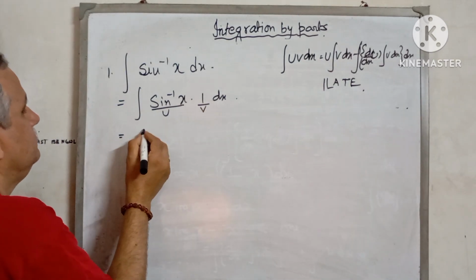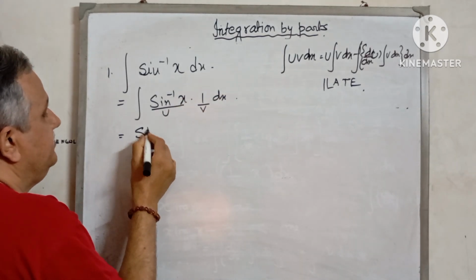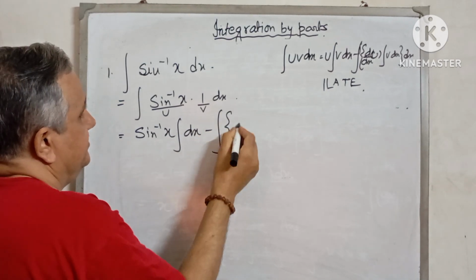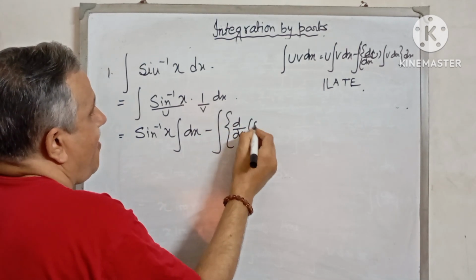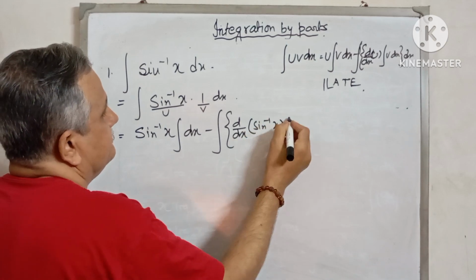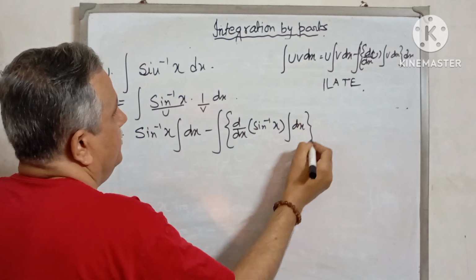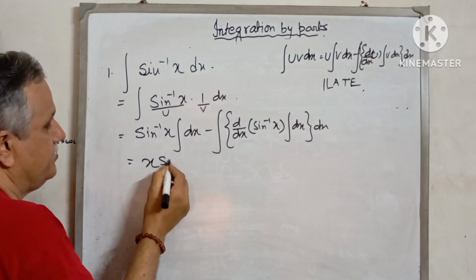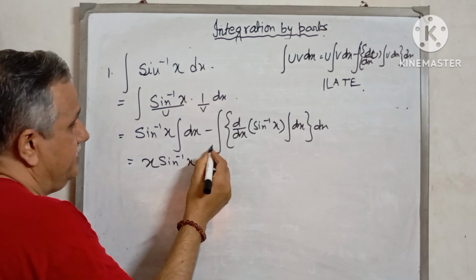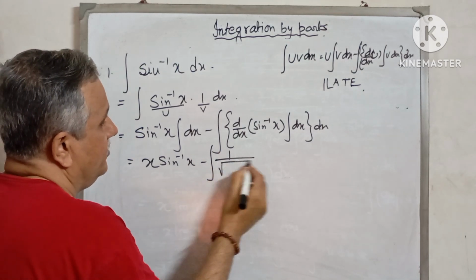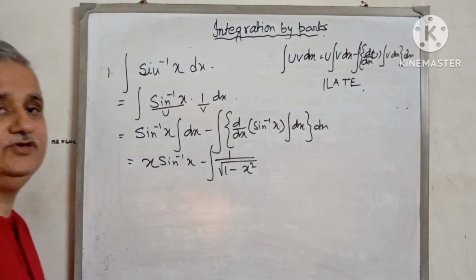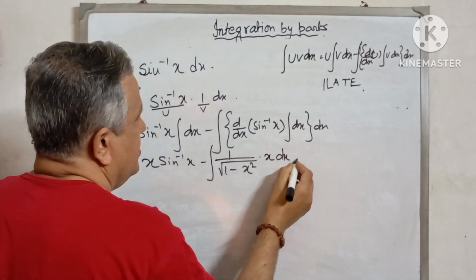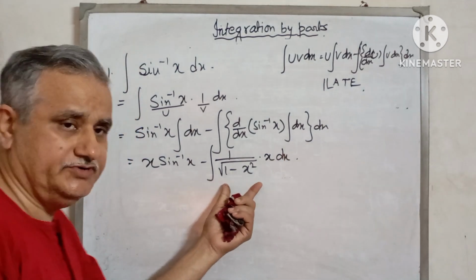Okay. So now using the u into v method: sine inverse x integration dx minus integration of d/dx of sine inverse x, integration dx, whole dx. This is the rule of the u into v method. Now integration dx is x, and d/dx of sine inverse x is 1 over root over 1 minus x square, and integration dx is x. Now you have to solve this integration.